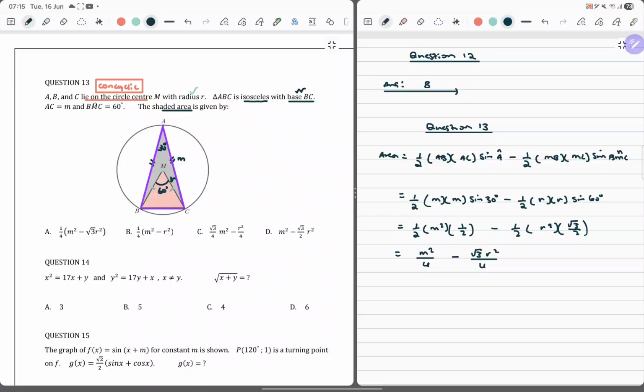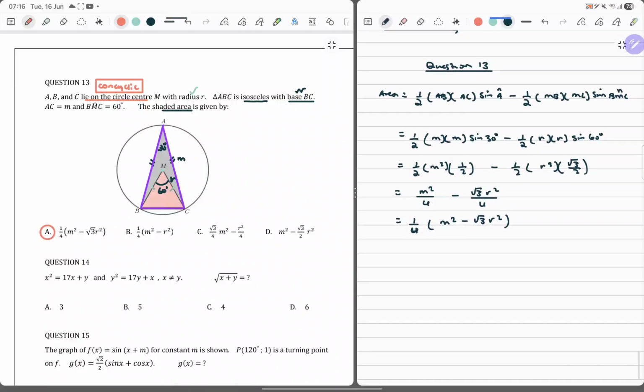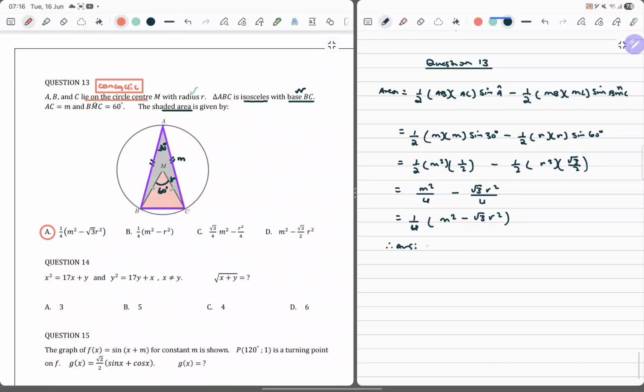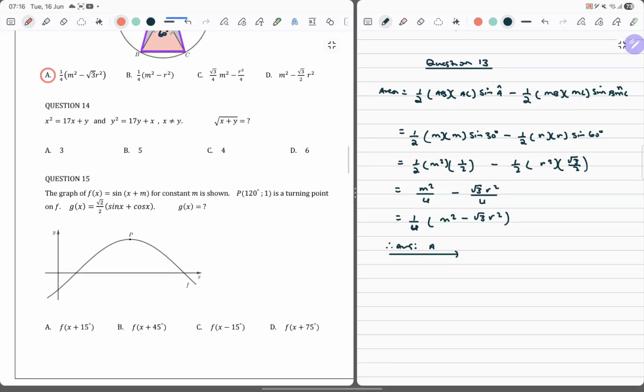Okay. Do we see anything like this? So this is factorized. So we can take a quarter out. When we take a quarter out, what happens? We get M squared minus root 3 R squared. So this is option A. Okay, this one is not too complex, but it helps to remember the theorems and the rules of triangles in trigonometry. Okay, let's look at question 14.